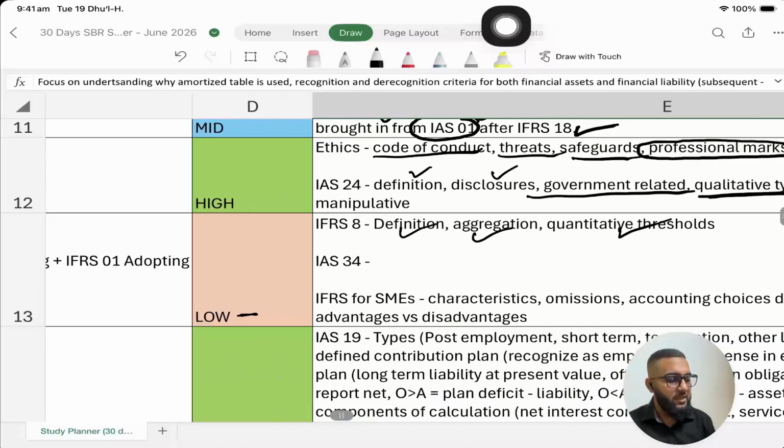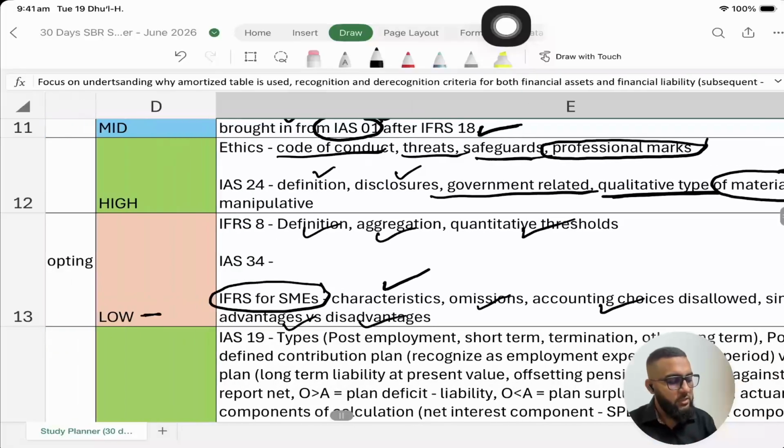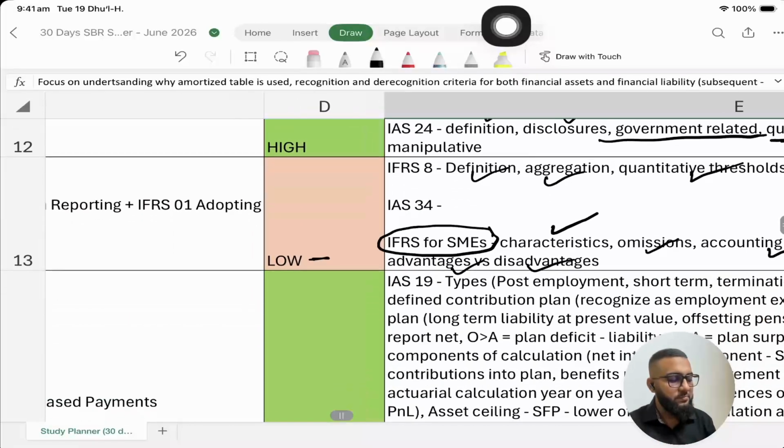Then IFRS for SMEs: you will have to know the characteristics, what are omitted. What from the usual standards are omitted here? Then accounting choices disallowed. What are the accounting choices that are disallowed in IFRS for SMEs, although they are allowed in other policies? Then what are simplifications? What are the standards that are simplified, and what are those simplifications? And what are the advantages versus disadvantages of having an IFRS for SMEs rather than following the proper complete IFRS? Okay, so that's the tips for IFRS for SMEs.